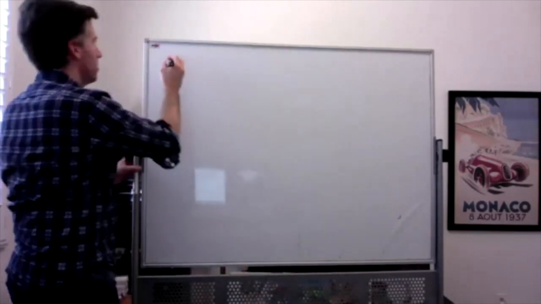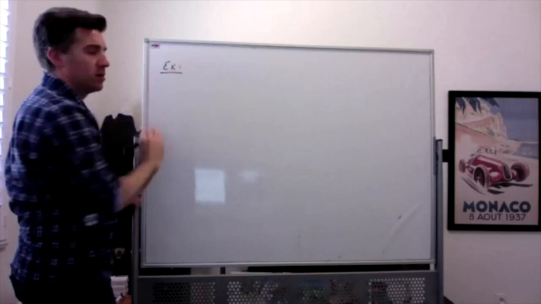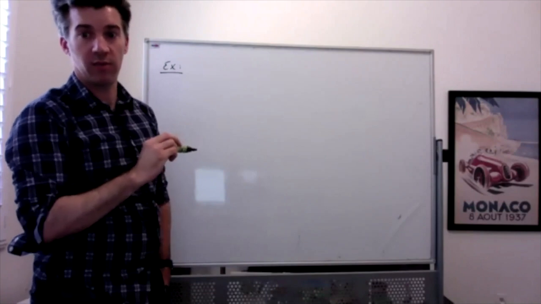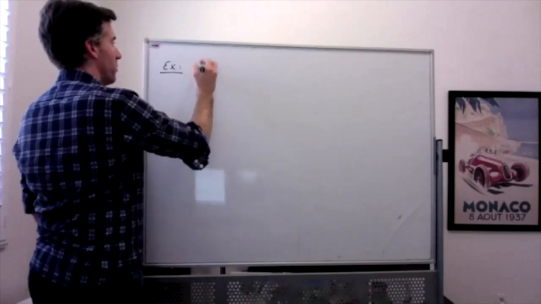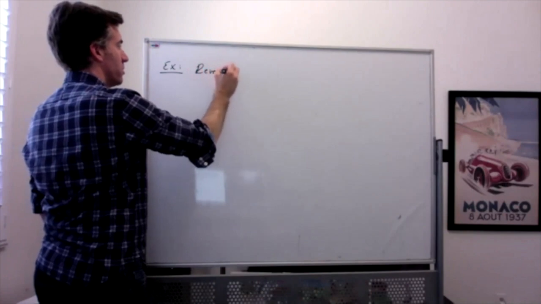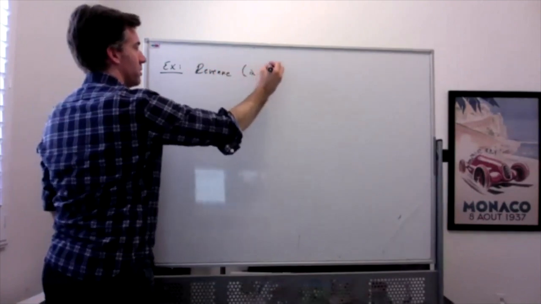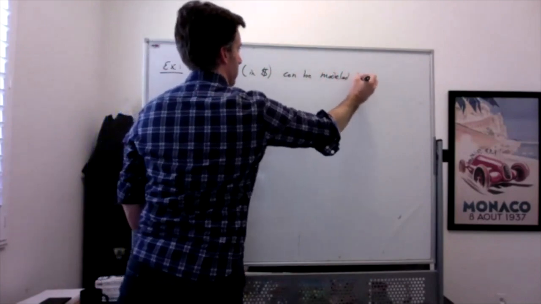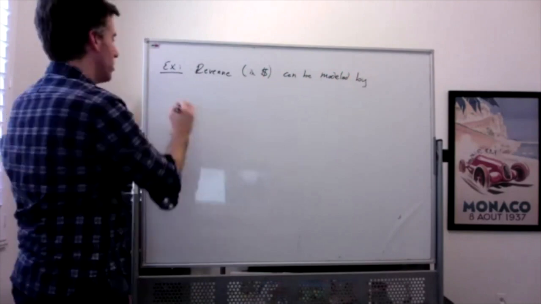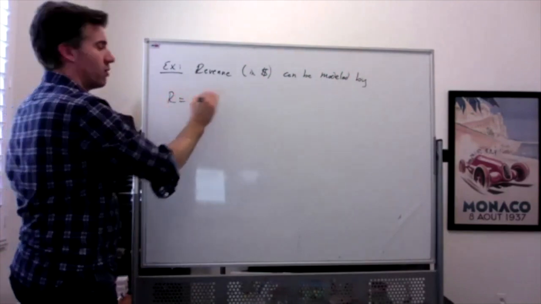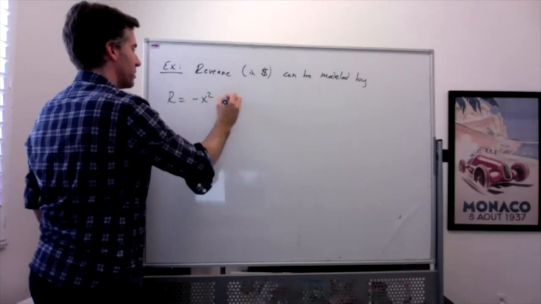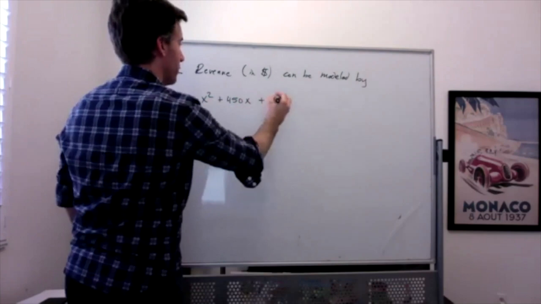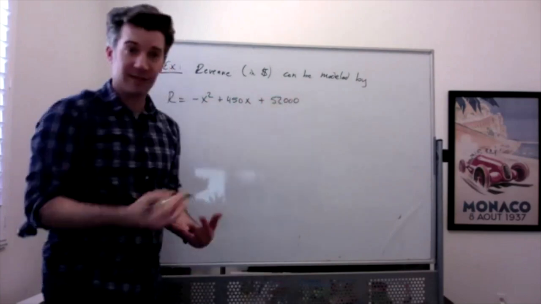So here we go. The company has determined that its total revenue in dollars for producing a product can be modeled by the following. So revenue in dollars can be modeled by R equal to negative x squared plus 450x plus 52,000. Please forgive me for not writing the entire question.